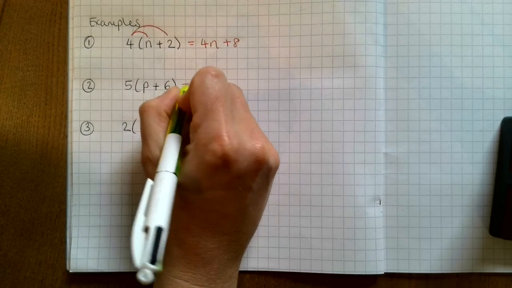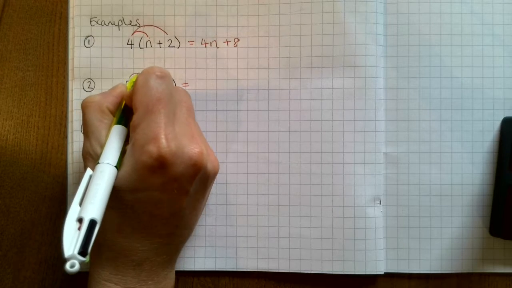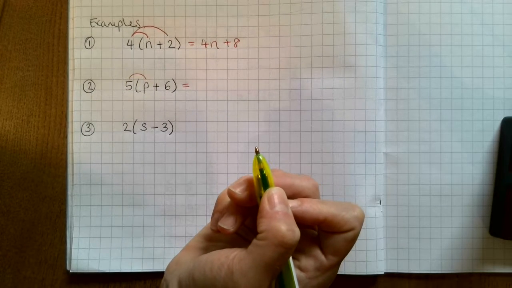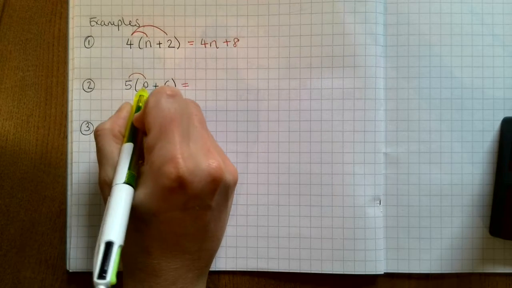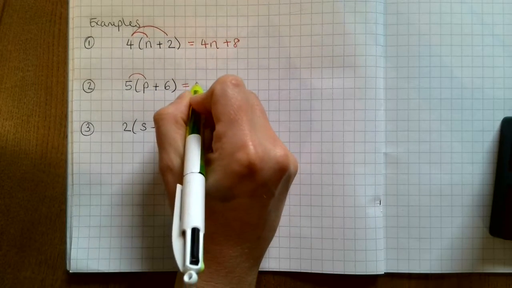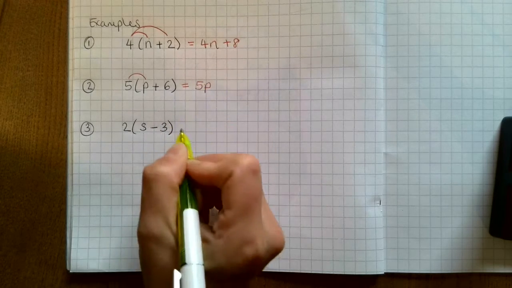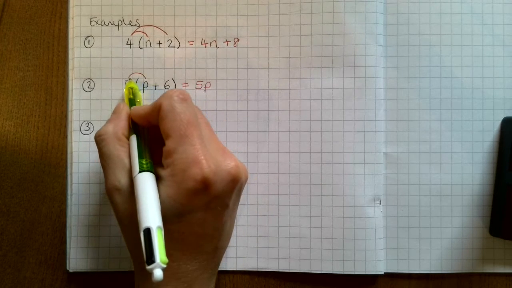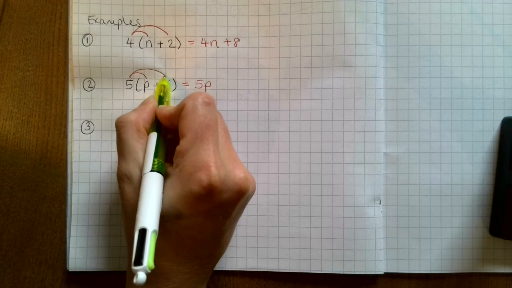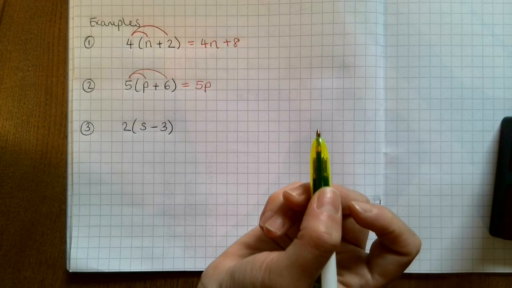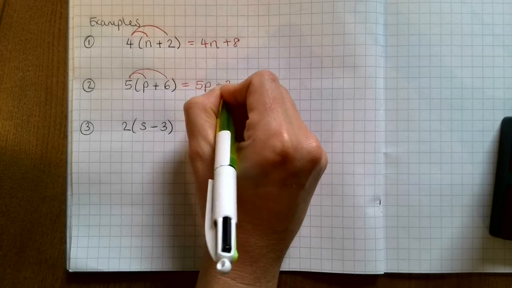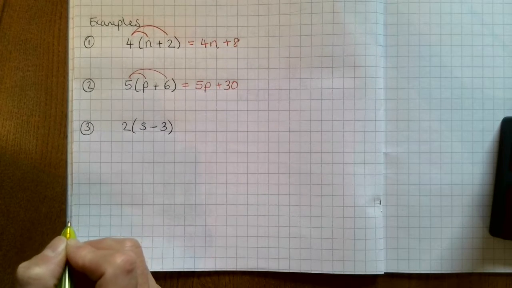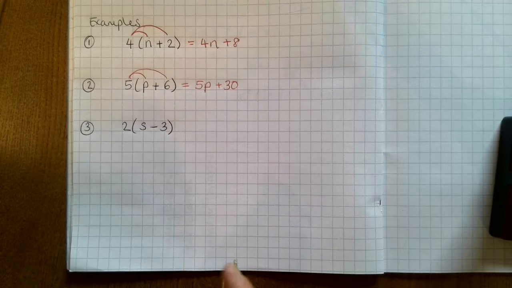The next one, that 5 is multiplying that p. So just like this, the number is timesing the letter, so we can just write them together, 5p. And then the 5 is timesing 6, and 5 times positive 6 is positive 30. So that's the answer, 5p plus 30.